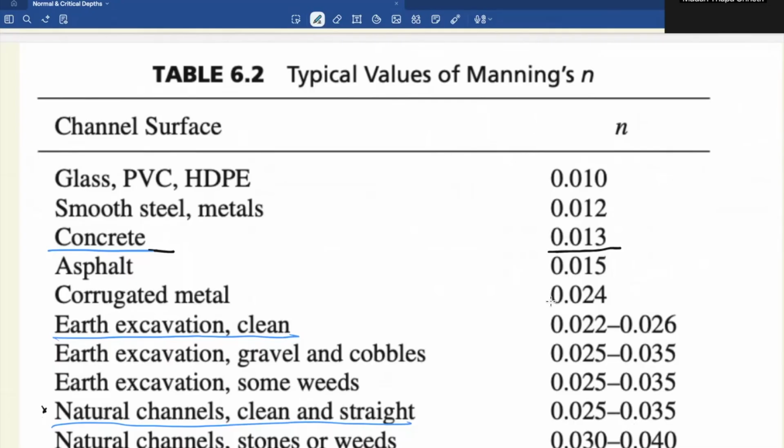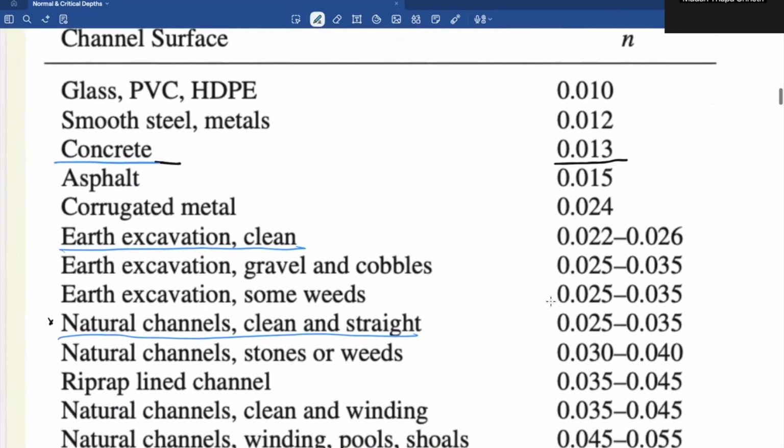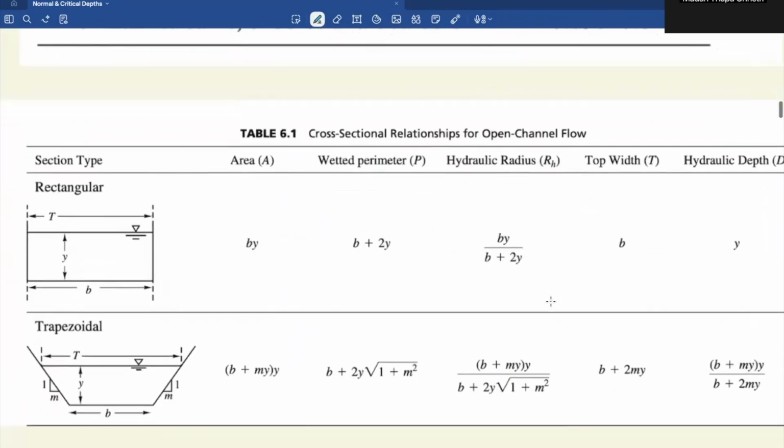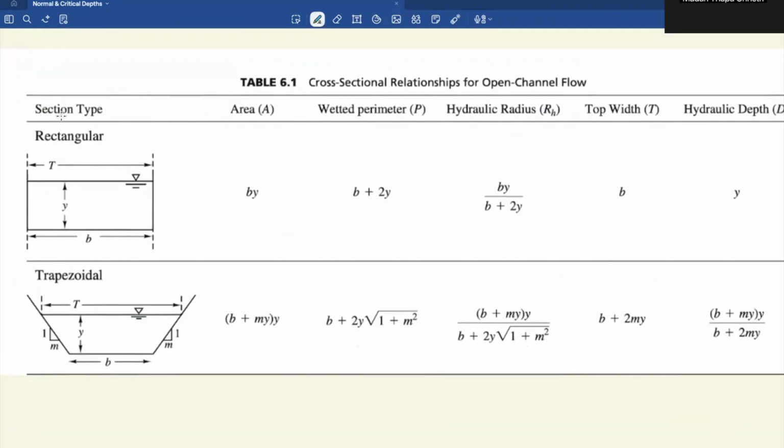Similarly, we will also need geometry formulas for different channel shapes. Here is a quick reference. For the rectangular type, how we calculate area, wetted perimeter and hydraulic radius. Basically, if we know area and wetted perimeter, then hydraulic radius can be determined. In these four problems, we are given rectangular and trapezoidal sections, so we will be using the area and wetted perimeter for these two section types.